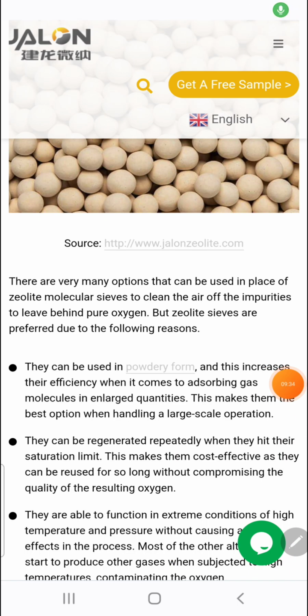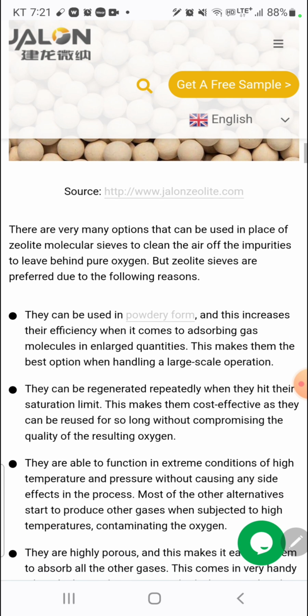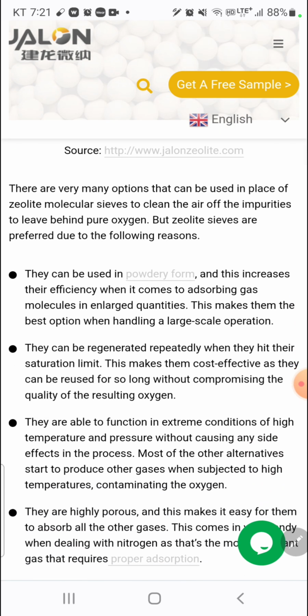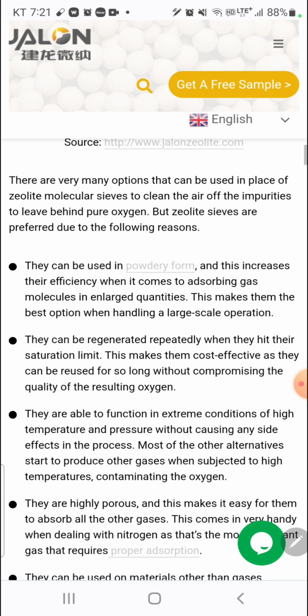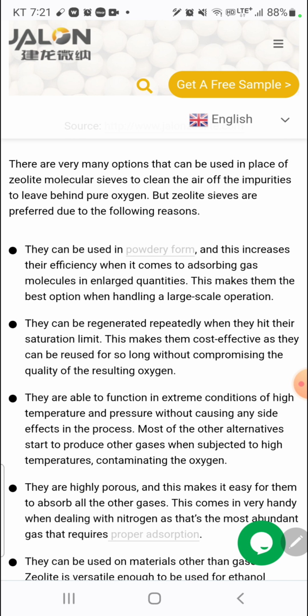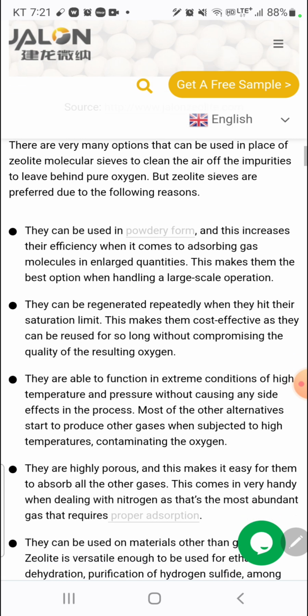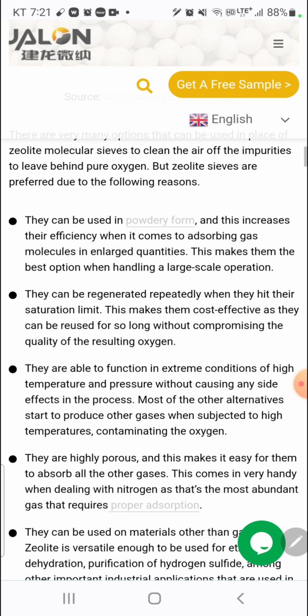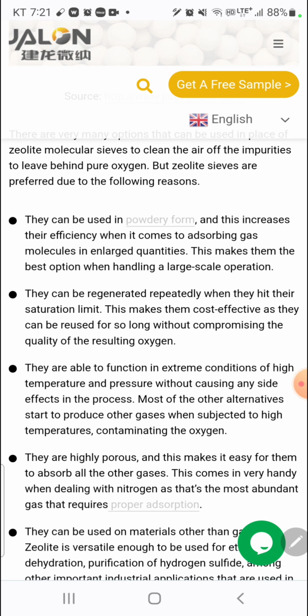There are very many options that can be used in place of zeolite molecular sieves to clean the air of the impurities to leave behind pure oxygen. But zeolite sieves are preferred due to the following reasons. They can be used in powdery form, and this increases their efficiency when it comes to absorbing gas molecules in large quantities. This makes them the best option when handling a large-scale operation.